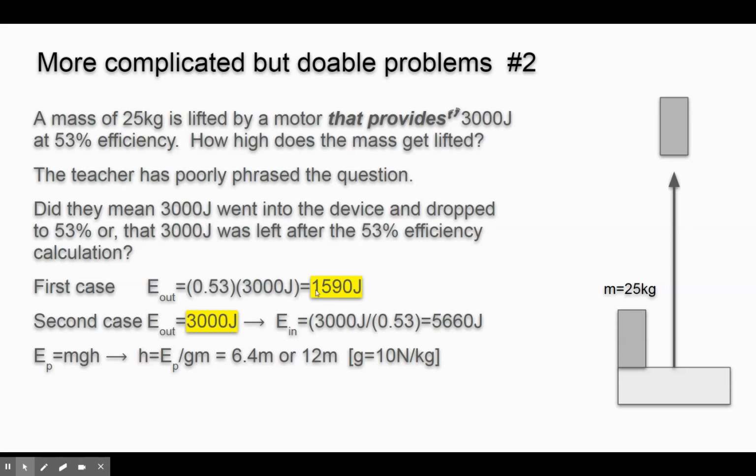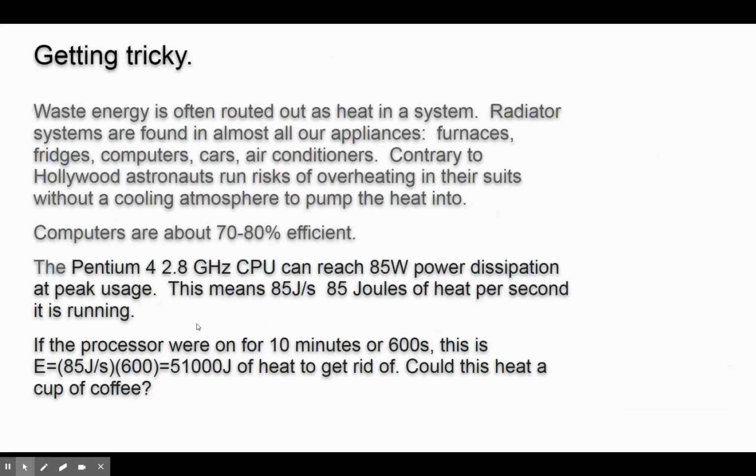Well, let's try both. Putting in 3000, putting in 1590, and you get 6.4 or 12 meters. But that phrase, "provides," seems to indicate that 3000 joules came out of the machine. So 5660 went in, and the teacher probably meant this, but that's when you ask for clarification.